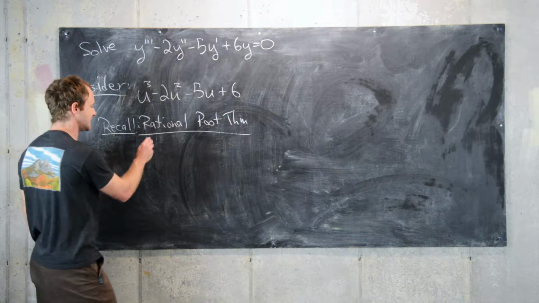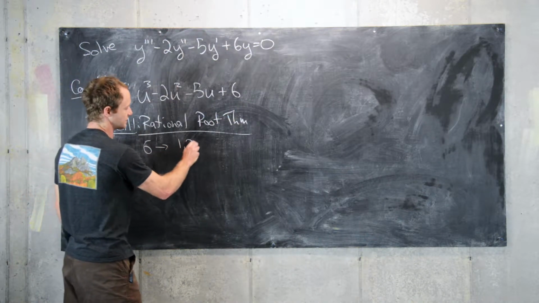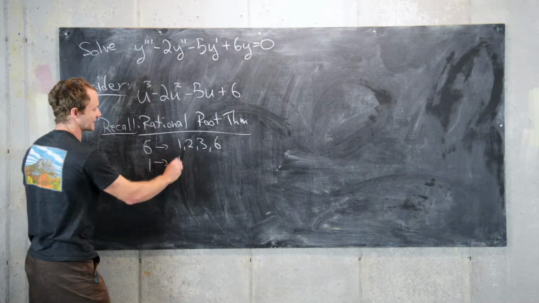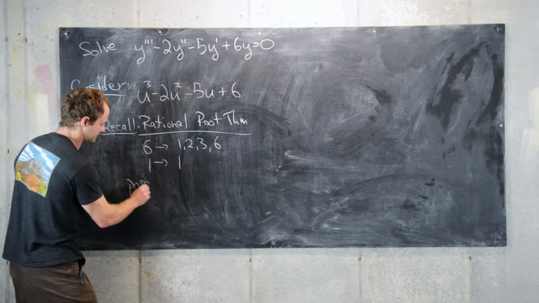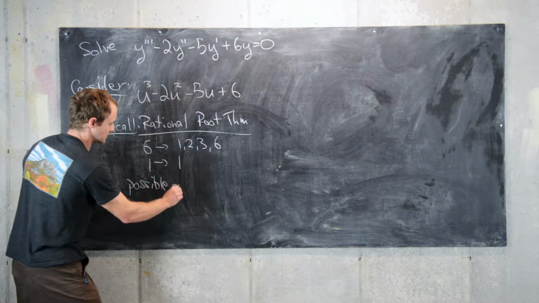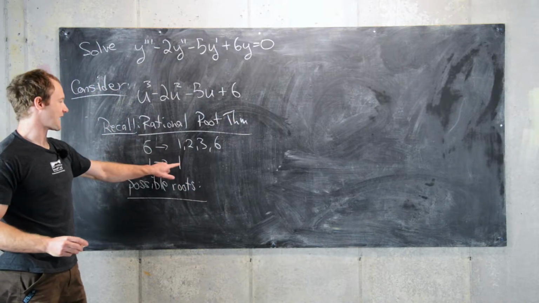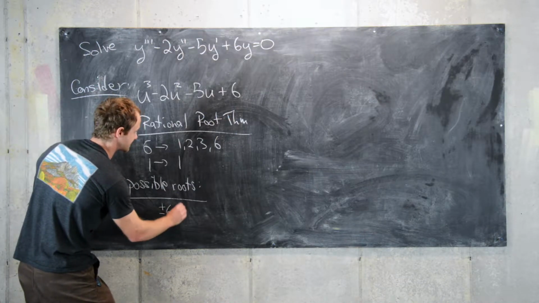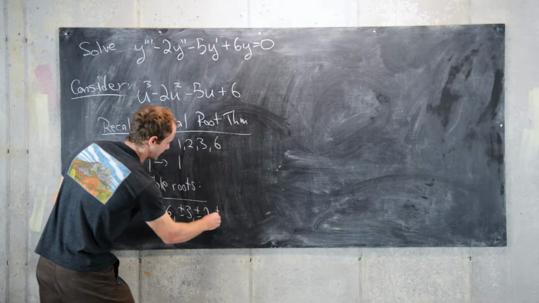So we see that 6 has factors given by 1, 2, 3, and 6. And then 1 has factors given by 1. So that means possible rational roots will be of the form these factors divided by these factors. So we have plus minus 6, plus minus 3, plus minus 2, and plus minus 1.